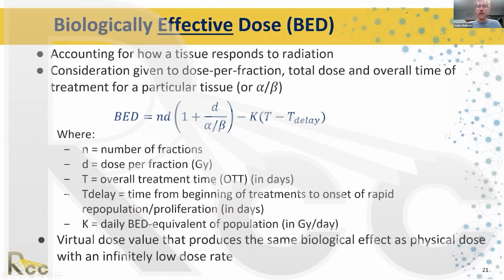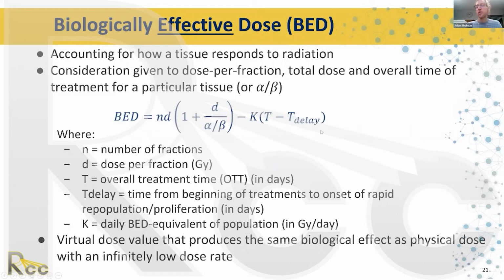Okay, and so N is the number of fractions, D is dose per fraction, little d. T is overall treatment time in days. T delay is the time from the beginning of treatments to the onset of rapid repopulation. Remember, we talked at the very beginning about this delay in rapid repopulation, proliferation, from 2 weeks to 6 weeks. And K is the daily BED equivalent of repopulation. So there's this K term here. This portion corresponds to your alpha beta and the radiosensitivity and repair of your cells. And this portion corresponds to proliferation of cells.